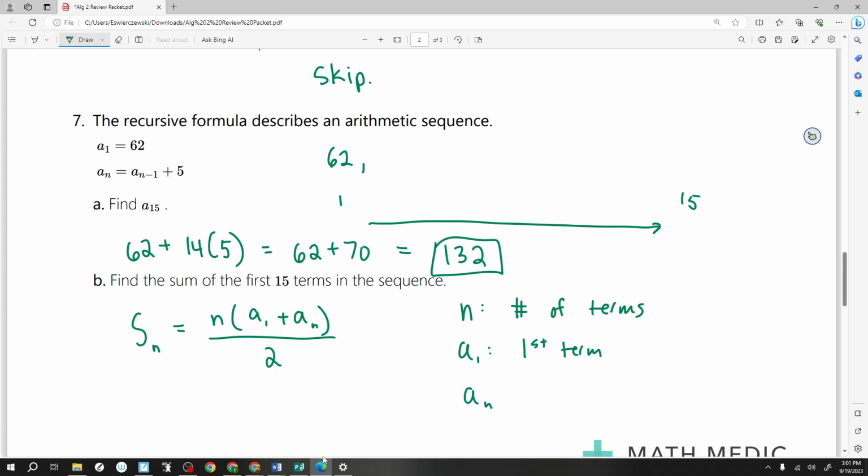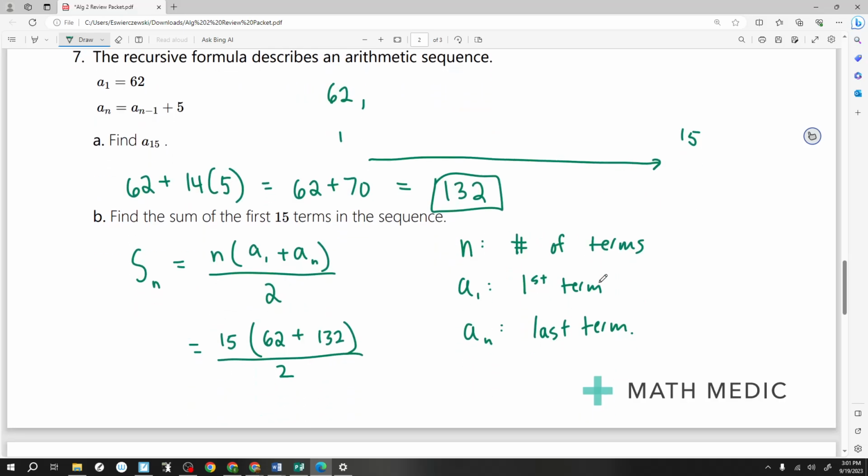AN is the last term. Luckily, we already know all of these things. How many terms am I adding up? 15. What was the first term? This is going to be a really big number, by the way. 62. What's the last term? 132. And then I divide by 2. I'm going to need your help because I don't have a calculator.